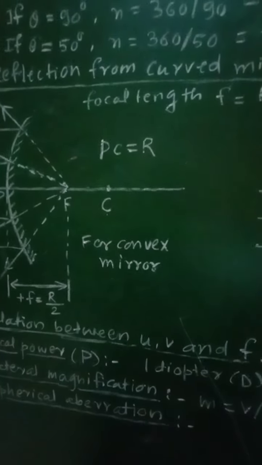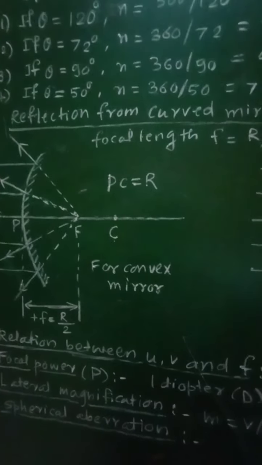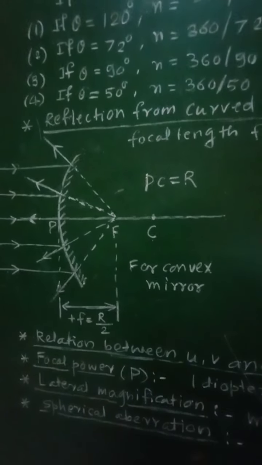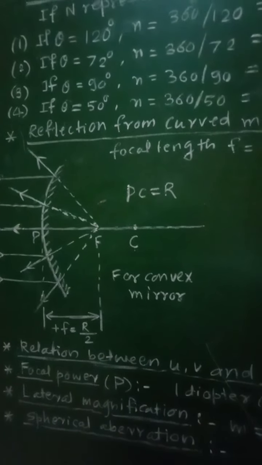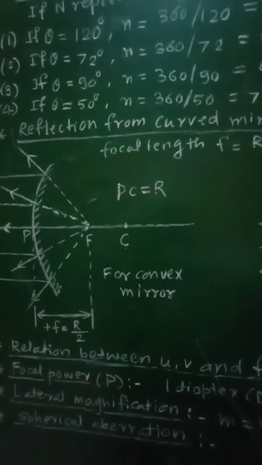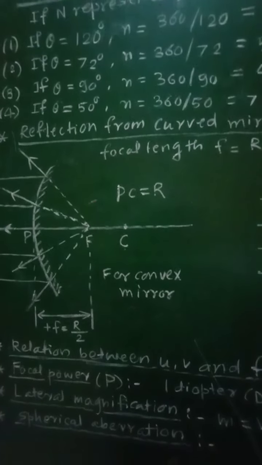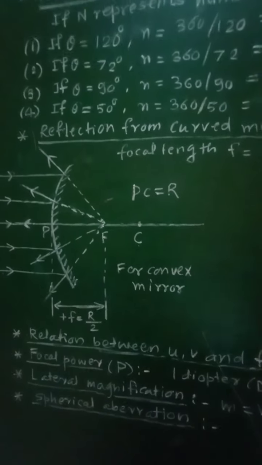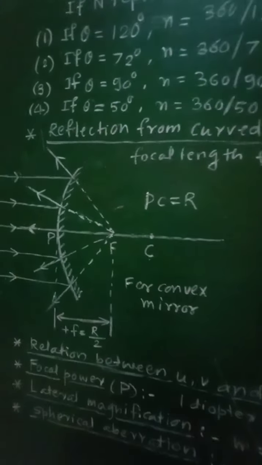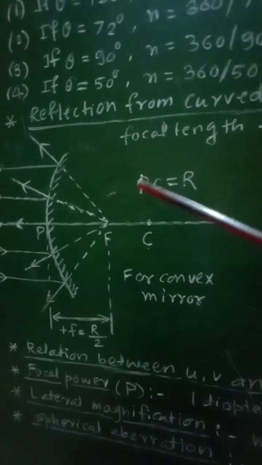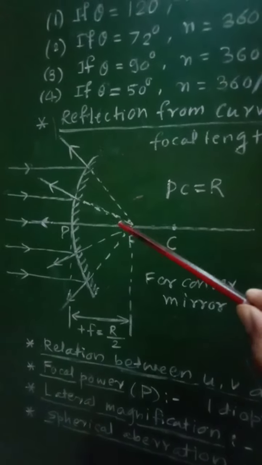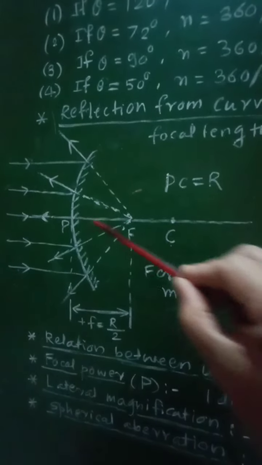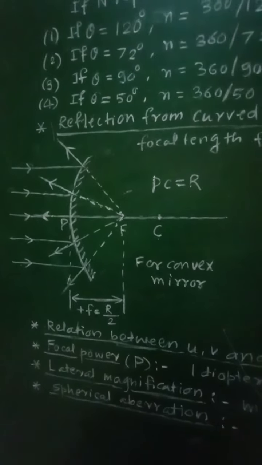The radius of curvature will be denoted by capital R. Only for spherical mirrors, half the radius of curvature is the focal length of the mirror. So if we consider R by 2, that is half of the radius of curvature, then it will represent the focal length for that curved mirror.